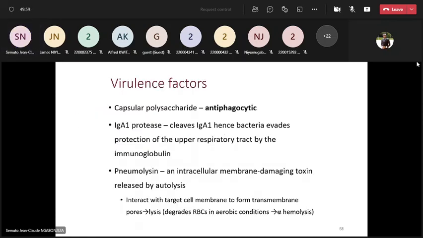As virulence factors, it has a capsule, which provides an antiphagocytic feature. It has an IgA protease, able to cleave IgA, so the bacteria can evade the immune protection of the upper respiratory tract by immunoglobulin. Pneumolysin is an intracellular membrane-damaging toxin. It interacts with the target cell membrane to form transmembrane pores, thus destroying the cell by lysis. So it degrades red blood cells.